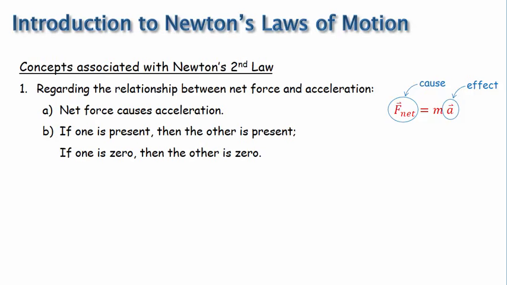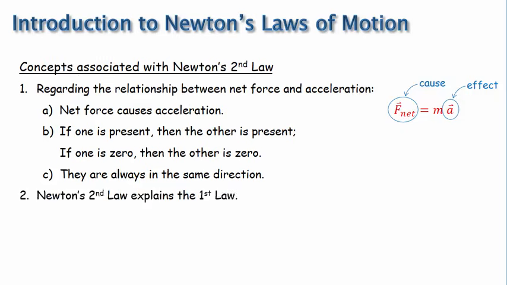A third concept, again still considering the relationship between net force and acceleration, is that they are always in the same direction. This is also expressed by the equation. Since it is a vector equation, not only do the magnitudes of the left and right sides of the equation need to be equal, the directions need to be equal as well. So that means that the direction of F net must be the same as the direction of the acceleration. The mass doesn't factor into the direction aspect of the equation since mass is a scalar quantity.